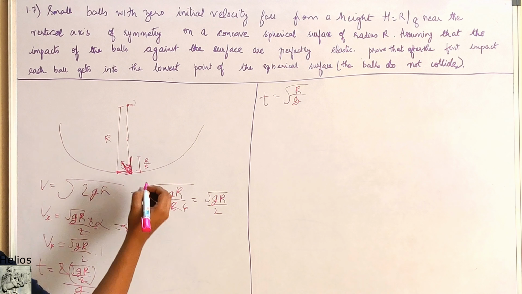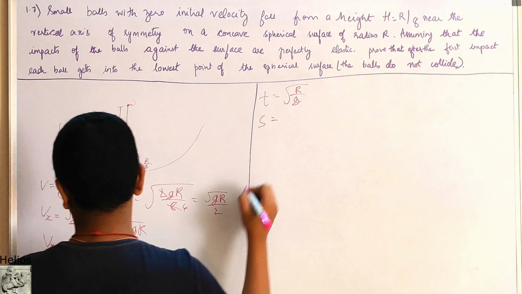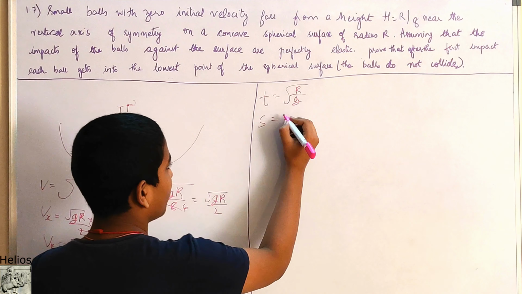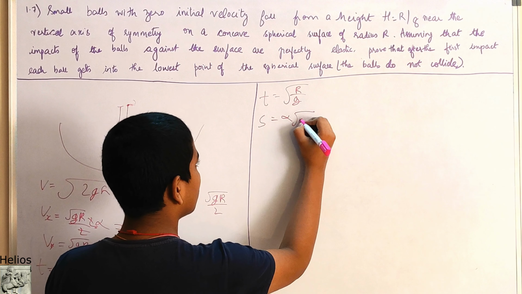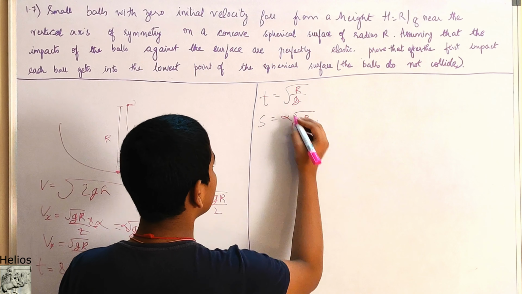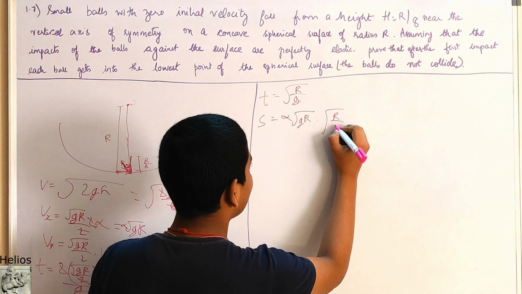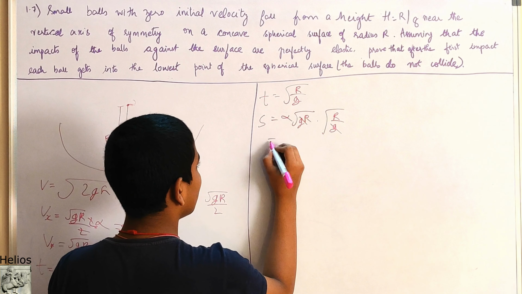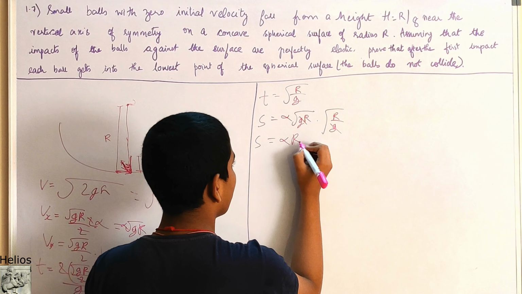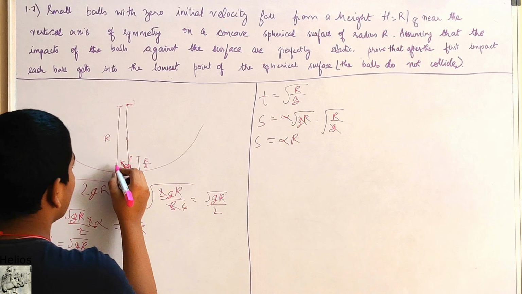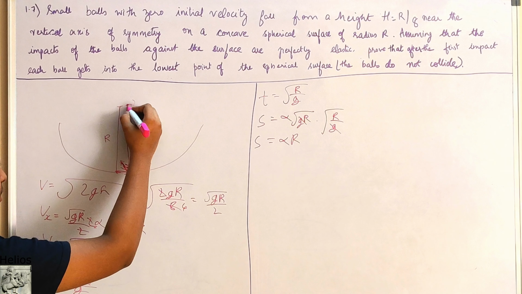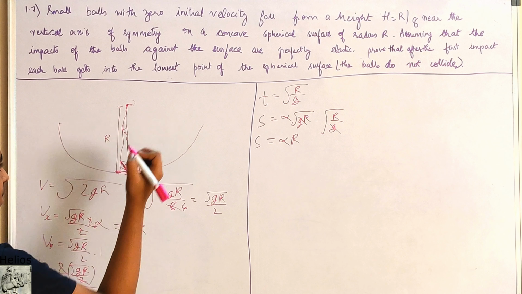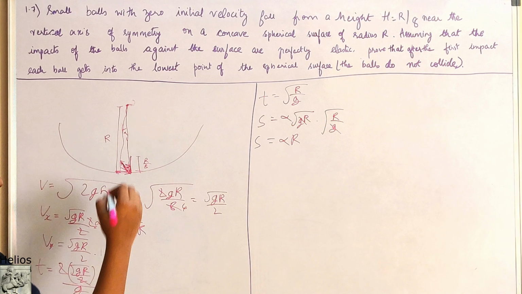Now we'll find the displacement. The displacement equals the velocity into time. Velocity is alpha into root over gr, into time root over r by g. This and this will get cancelled, and we get s equals alpha into r, which is nothing but, if we take like this, this will be alpha with the horizontal, as this is alpha, this will also be alpha.